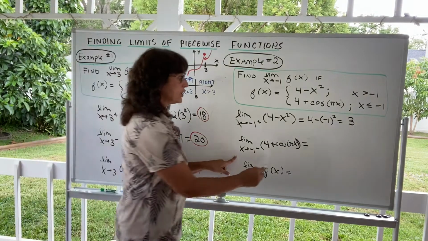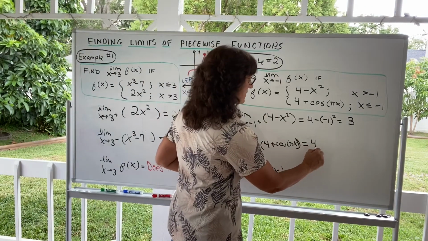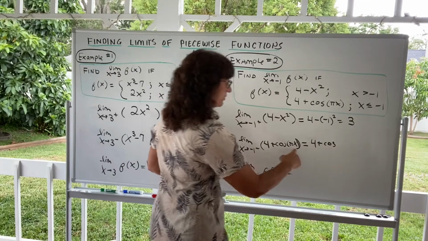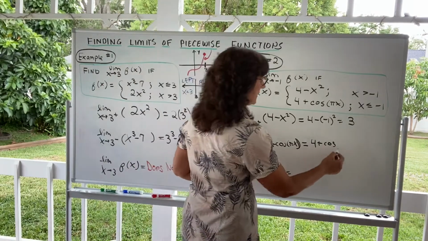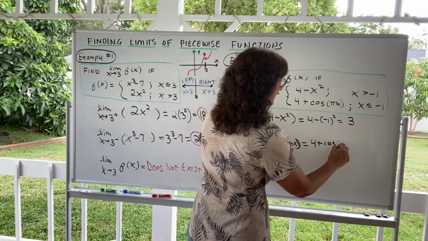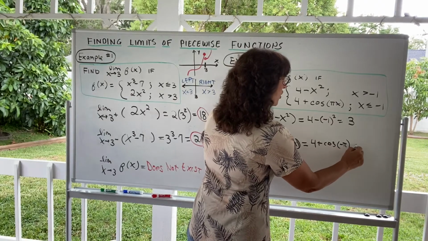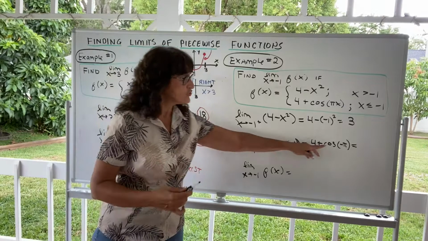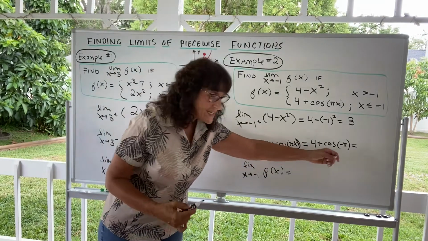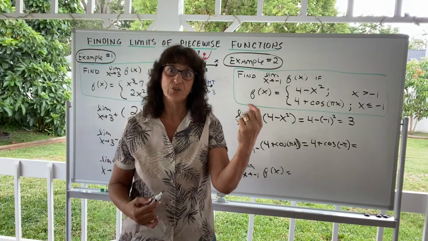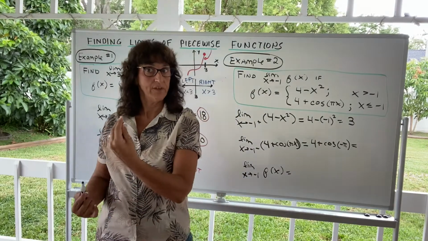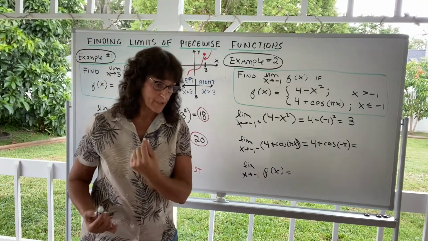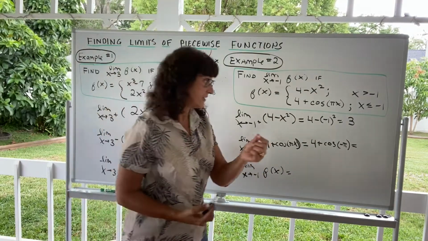Take -1 and plug it in. So this gives us 4 plus the cosine of, plug in -1 times pi. All right, so -1 times pi is a negative pi, isn't it? What is the cosine at negative pi? Unit circle. Because you have a negative angle measure, on your unit circle you need to go clockwise to get over to pi, and so that value is -1, isn't it?